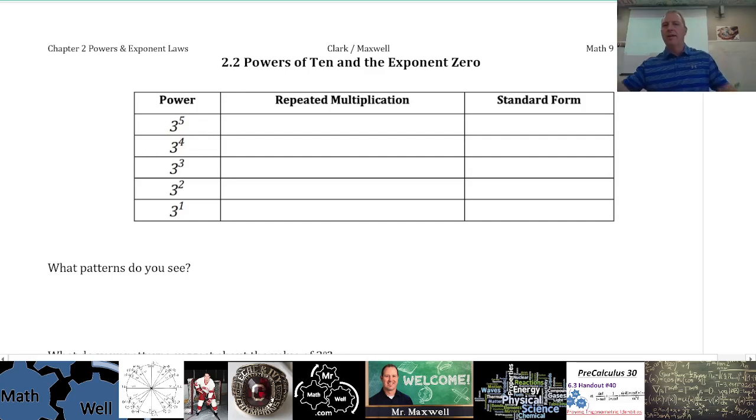Okay, powers of 10 and the exponent 0 is what we're going to focus on here today. Powers of 10. So that would be a base of 10, and exponents that are 0. Okay, so we talked a little bit about this last lesson.